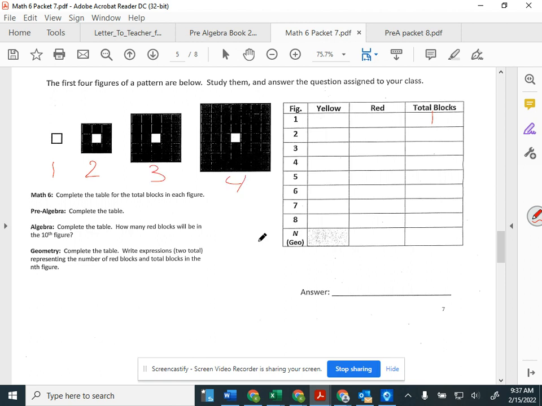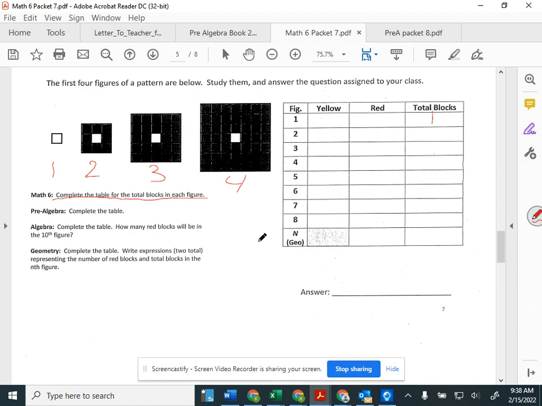Wait, we only do total blocks? I was doing yellow and red. Complete the table for total blocks in each figure. You're giving yourself more work to do, sir. Well, at least I did it. Yeah, you're learning.